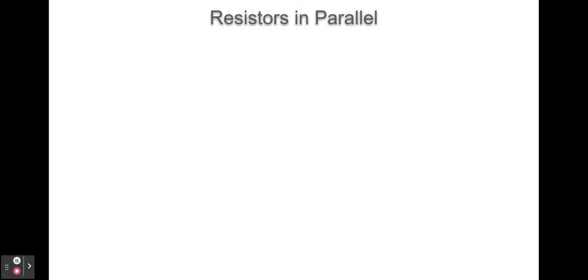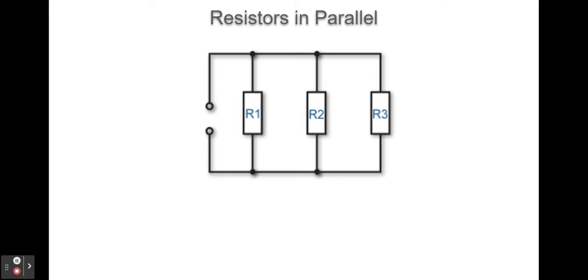Resistors in parallel are harder to deal with though, because in a parallel circuit, remember, the current has a choice about going down different branches. So the more branches we add, the more easily the current will flow.